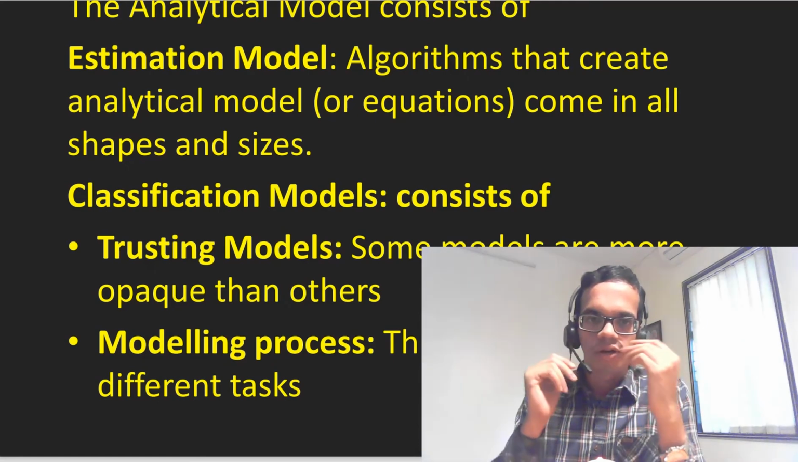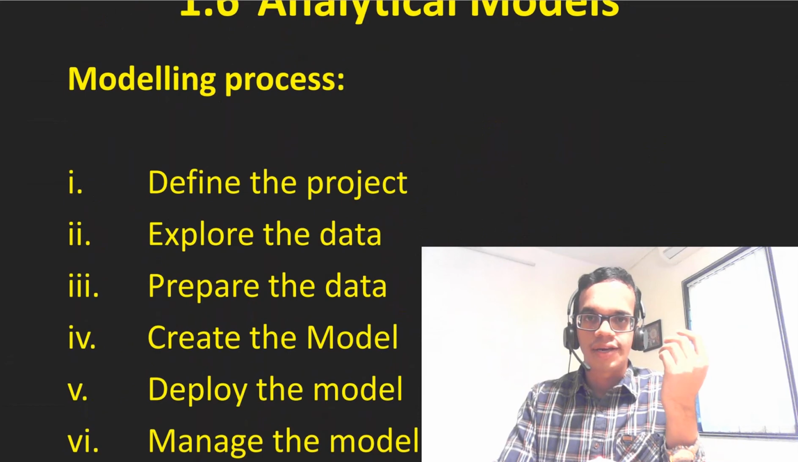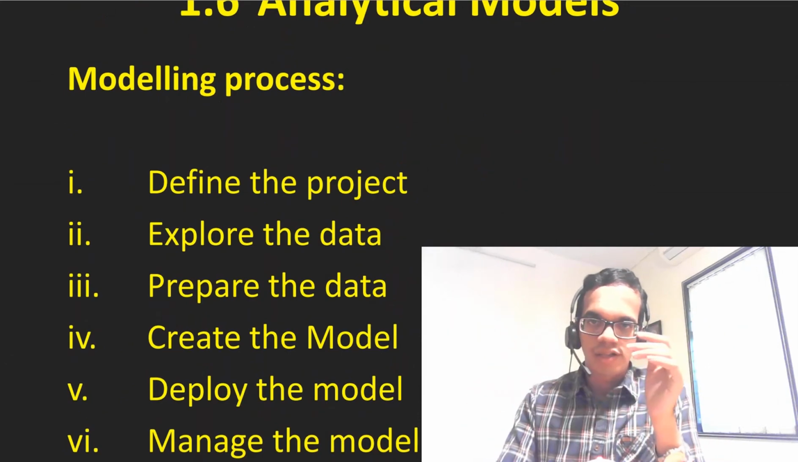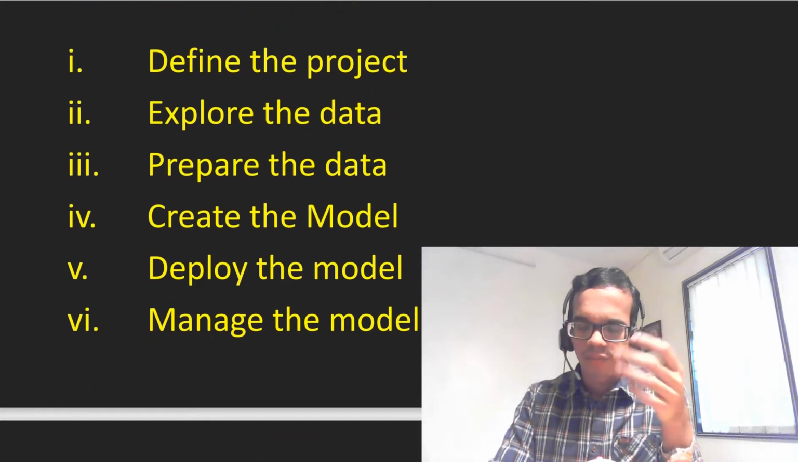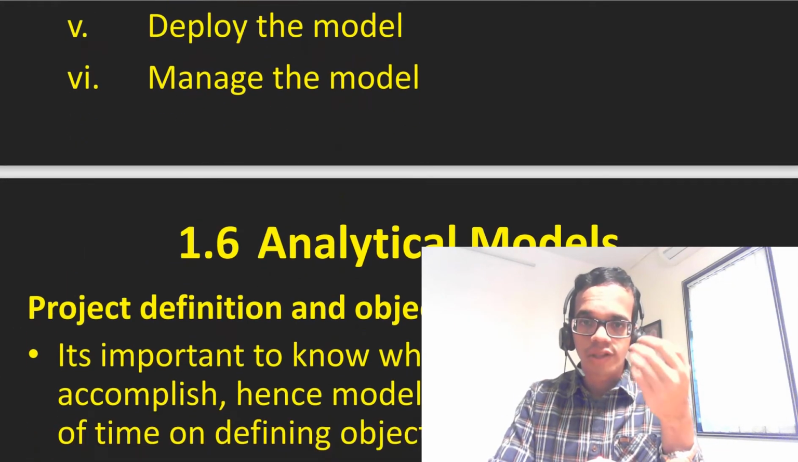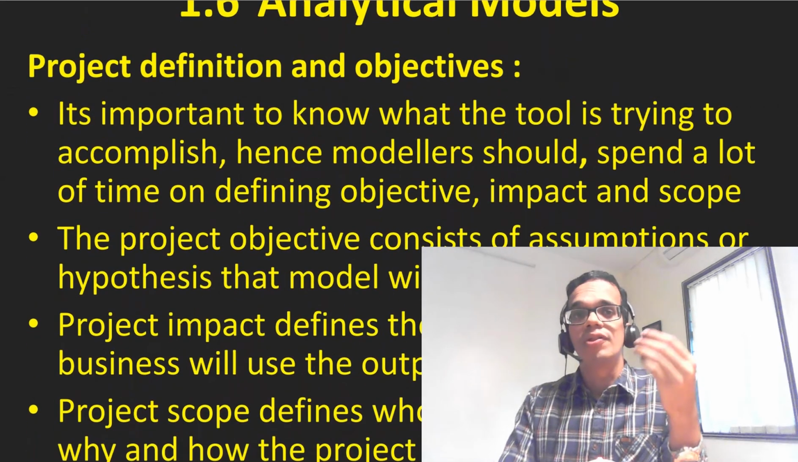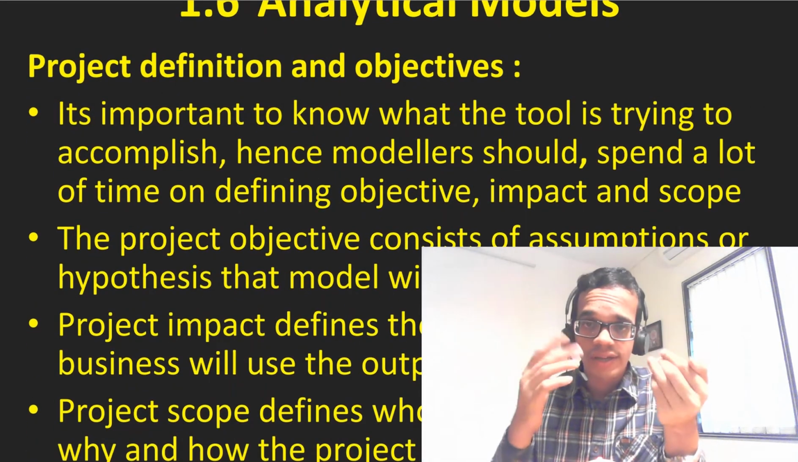Some business models are opaque, some other models are complex, with six different analytics steps: defining the business problem, exploring the data, preparing the data, creating the business models, deploying the business models, and managing the business model for the project, understanding the business models.